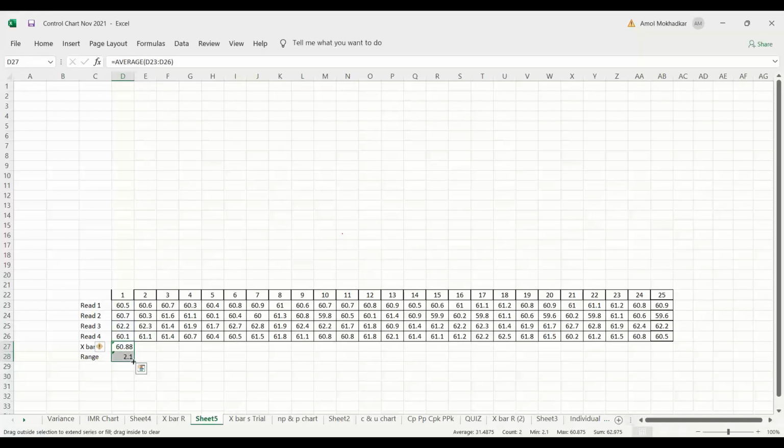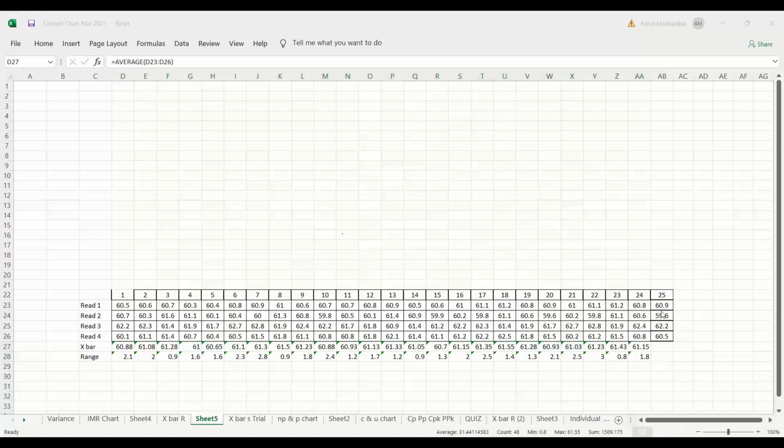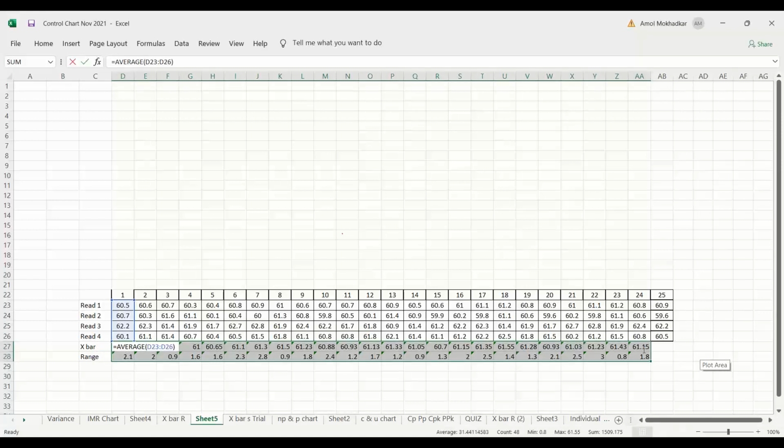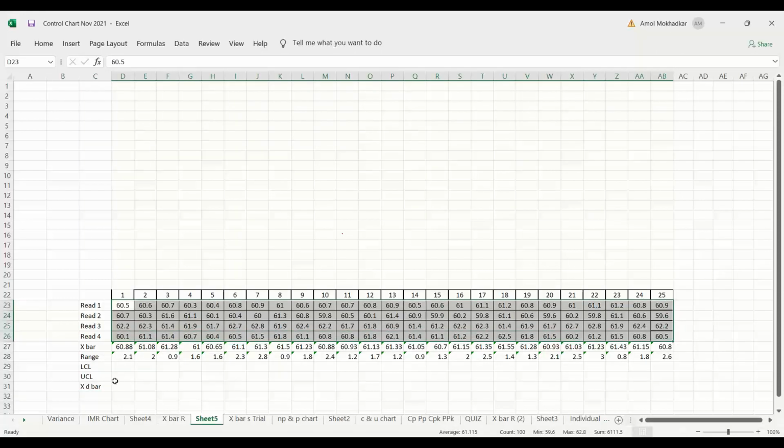So this you are going to calculate for all the data. And you will have the LCL and UCL value. LCL, UCL and X double bar value you will have from this data. जो हमारा historical data है, from that you will have these values.